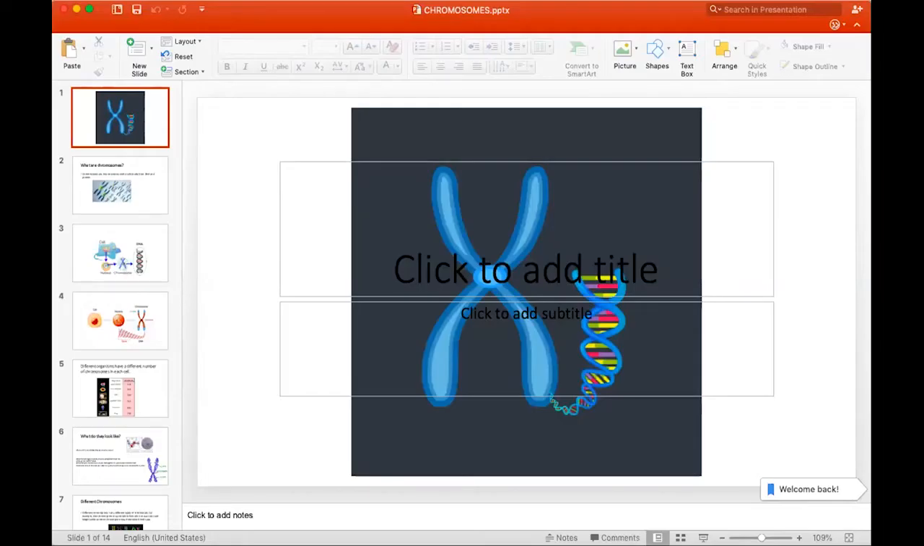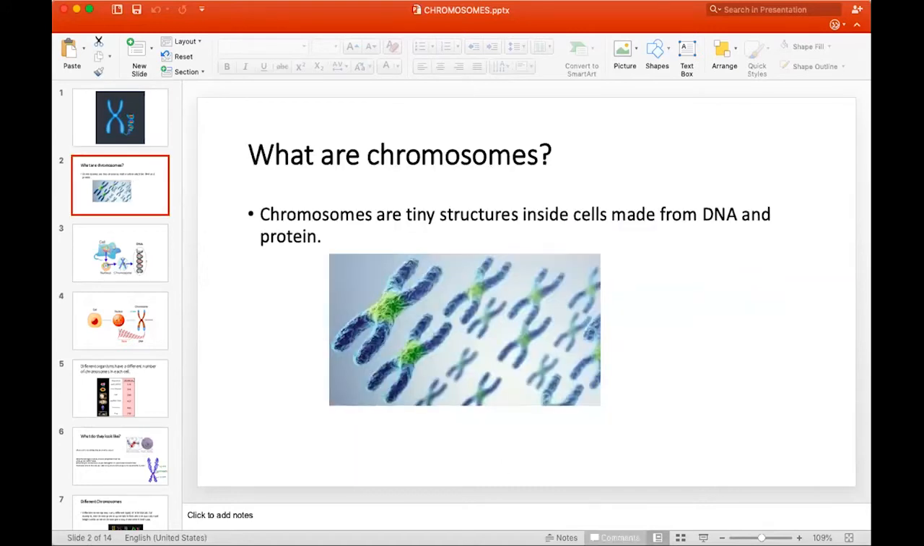known as the reproductive cells. Okay, we know that all cells inside of our body contain specific genetic information. This genetic information is arranged into different structures. The tiny structures inside of our cells that are made by DNA and different types of proteins are known as chromosomes. Today we are going to discuss in detail the chromosomes.